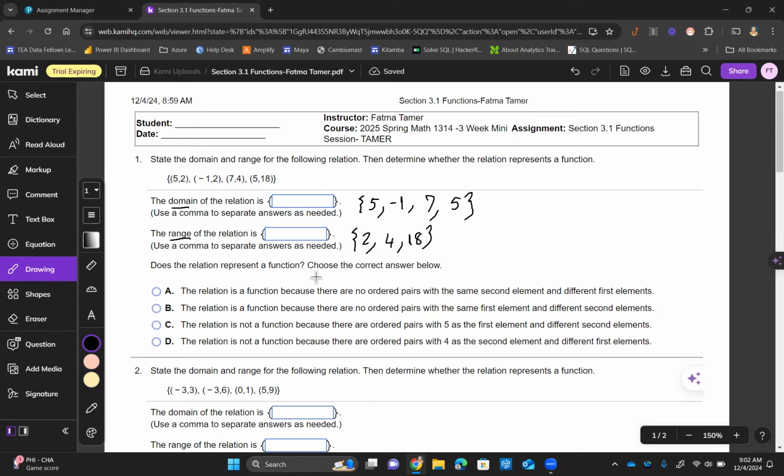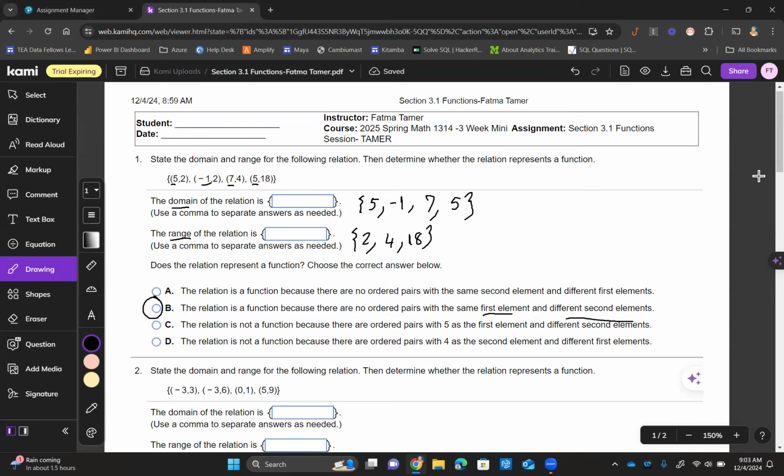Does this relation represent a function? In order to decide this, if the same x value is not trying to pair up with different y values, we will say, yes, it is a function. So when I look at these x values, they're all different x values. So we're going to say, yes, it is a function because there are no ordered pairs with the same first element and different second elements. This is how we decide if something is a function. It's a function because no same x value is trying to attach with different y values.